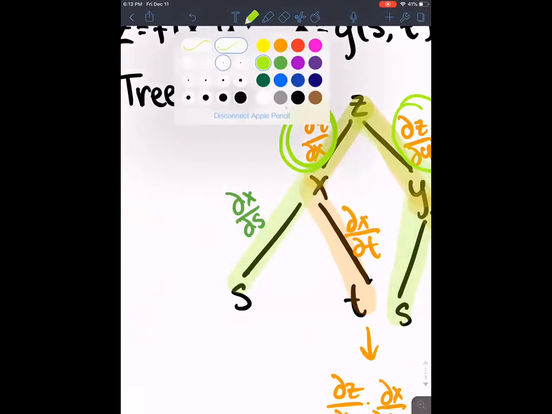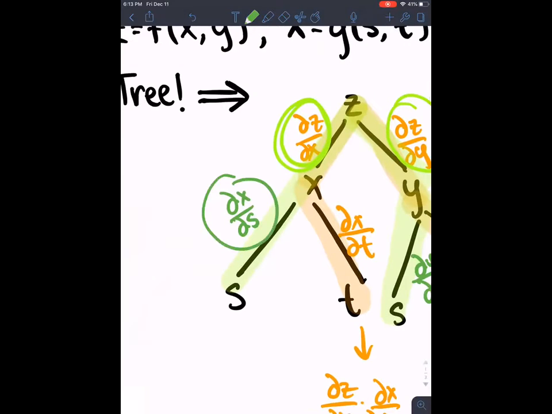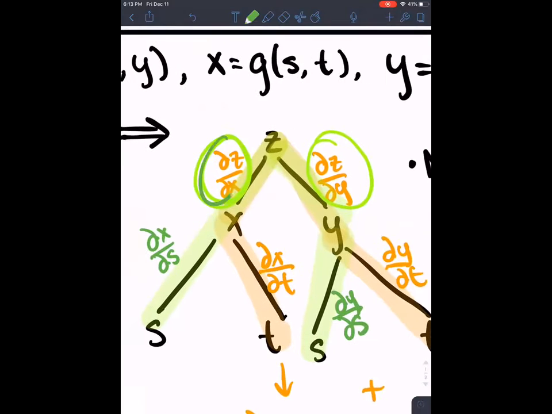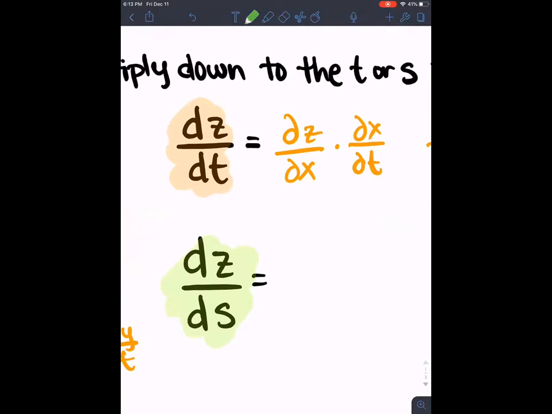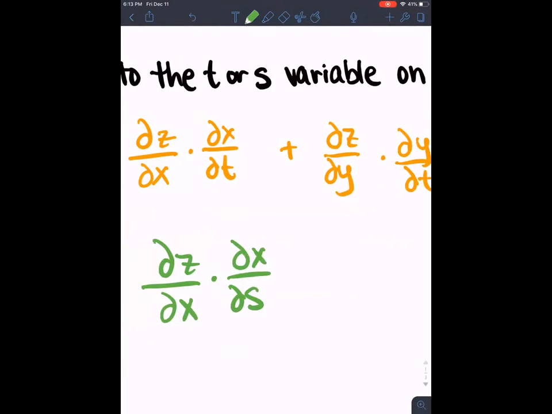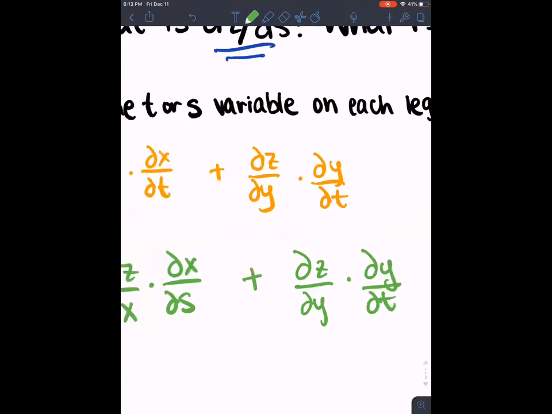Dx ds. And here on the other side, you have partial of y with respect to s. I meant to say partial here as well. So now notice that because these two stay the same, what you end up getting for dz ds is, again, the first half is the same, partial with respect to x, but now you've got partial of x with respect to s plus partial of y times the partial of t.